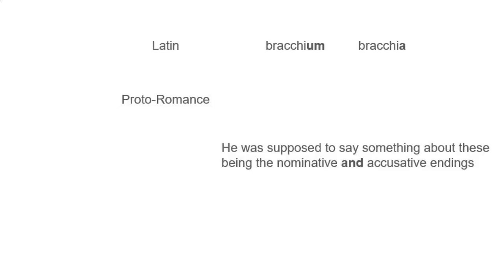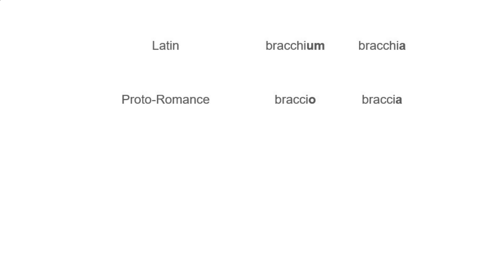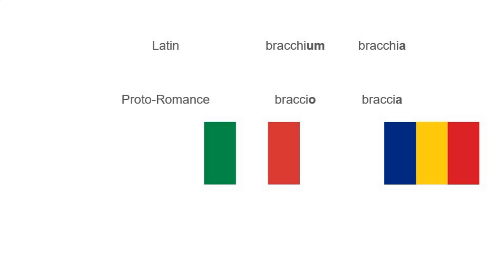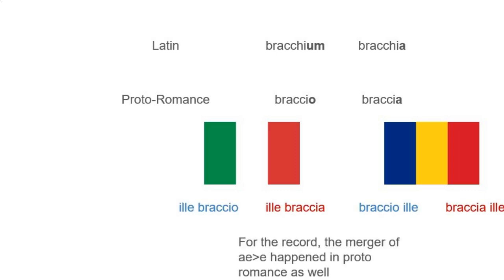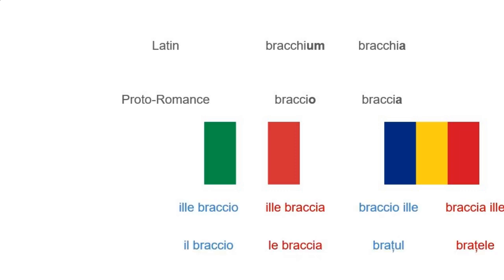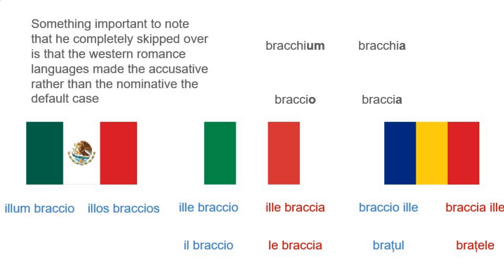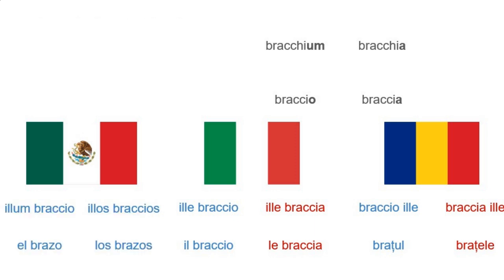You see, in Proto-Romance, the Latin O-stem neuter singular and plural endings, -um and -a, had shifted to -o and -a, which just so happened to be identical to the masculine and feminine singular, respectively. In the Italic and Eastern Romance branches, these were reanalyzed as masculine and feminine respectively, leaving us with Italian il braccio and le braccia, and Romanian brațul and brațele. However, in the Western Romance branch, these were reanalyzed as simply masculine nouns, giving us Spanish el brazo and los brazos.